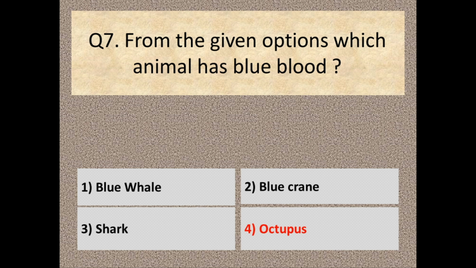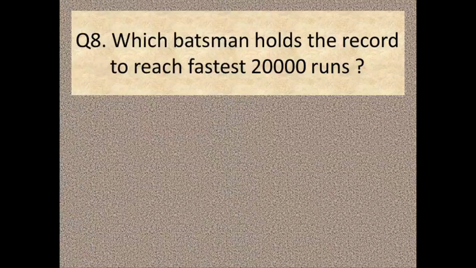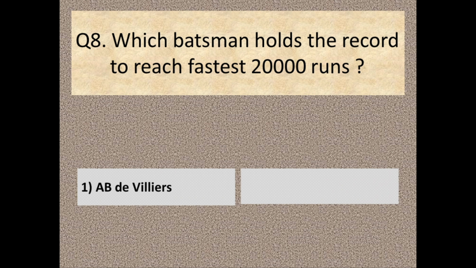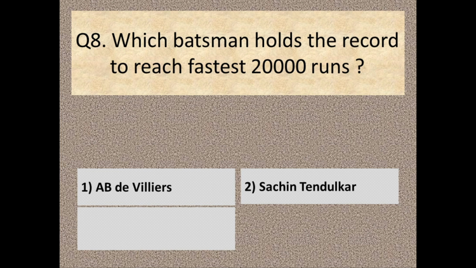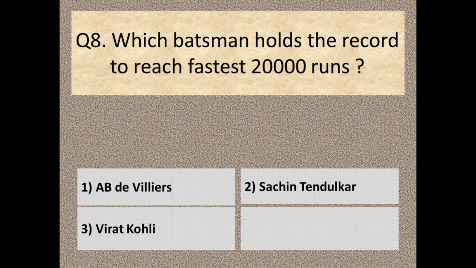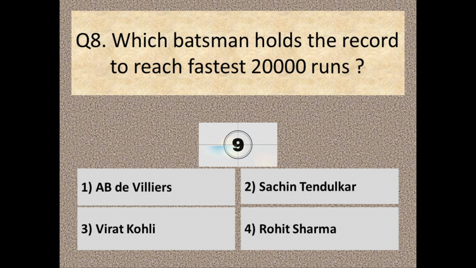Next question. Question 8. Which batsman holds the record to reach fastest 20,000 runs? Here are your options. Option 1, A.B. de Villiers. Option 2, Sachin Tendulkar. Option 3, Virat Kohli. Or, Option 4, Rohit Sharma. The correct answer is, Option 3, Virat Kohli.